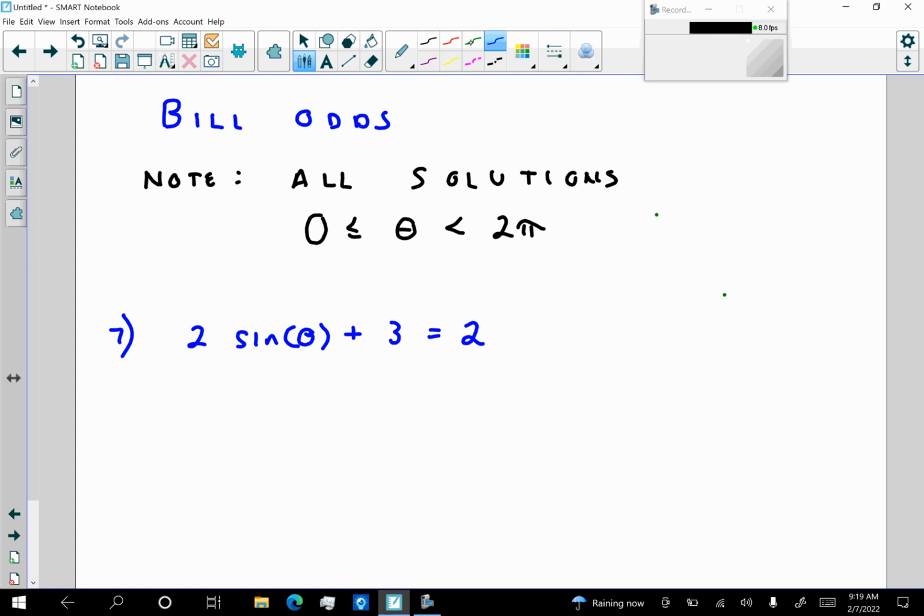So step number 1 in solving this is to isolate the trig equation.